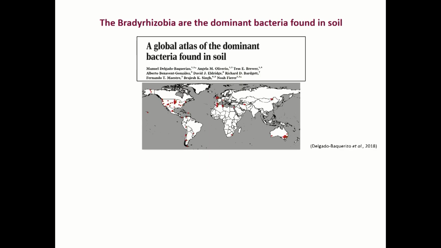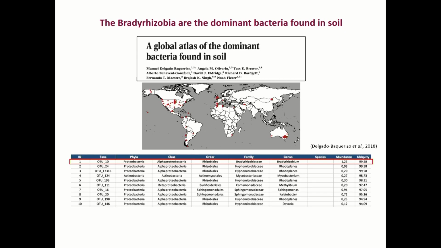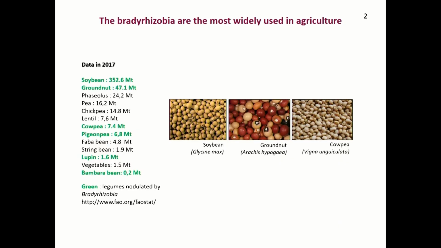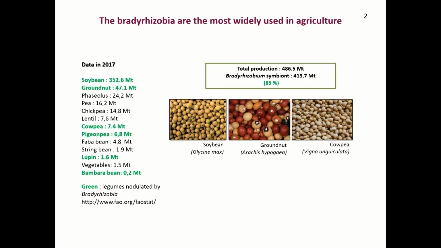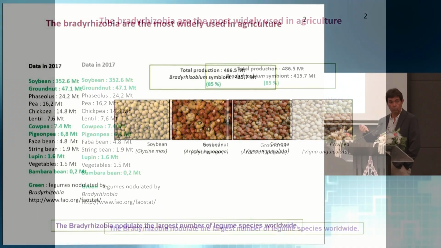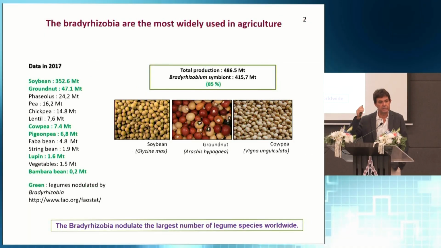A recent study which aimed to establish which are the predominant bacteria in soil has shown that Bradyrhizobium strains are the most ubiquitous and abundant bacteria in the soil on Earth. In addition, Bradyrhizobium are most probably the bacteria that are the most widely used in agriculture. More than 80% of the legume crops produced are in fact able to induce nitrogen-fixing nodules with Bradyrhizobium. And in addition, the Bradyrhizobia are known to nodulate the largest number of legume species worldwide. And so we can ask, why such predominance, why such ecological success of the Bradyrhizobium on Earth?